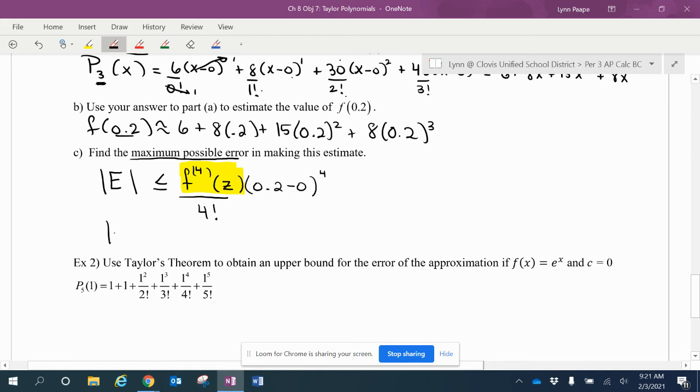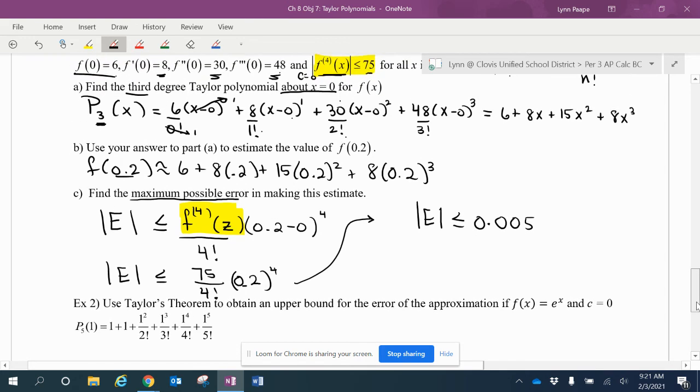So then our absolute value of our error is less than or equal to 75 over 4 factorial, and then 0.2 to the power of 4. And then if we needed to have a decimal value, we could do that. Otherwise, and when we do convert to decimal, make sure you go out to the 1,000. Okay. All right. So again, we are just using that formula.